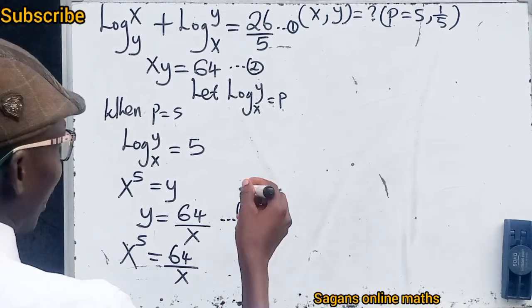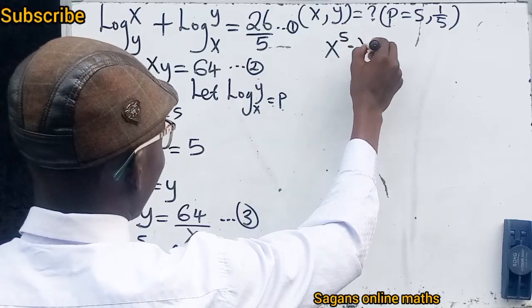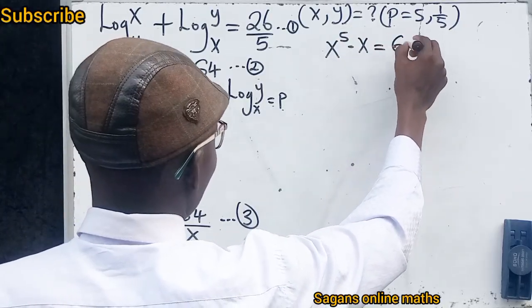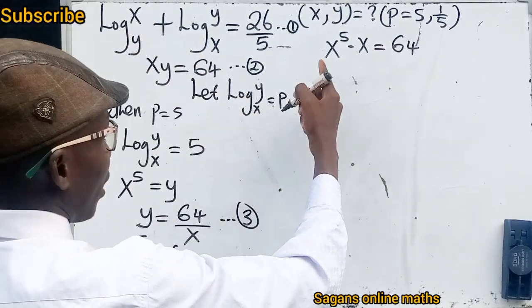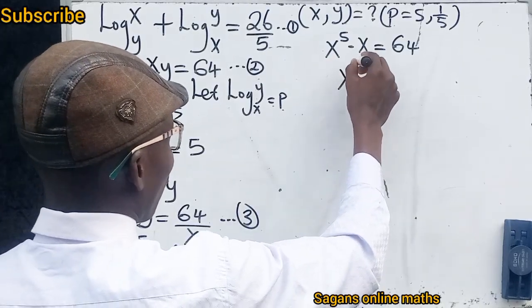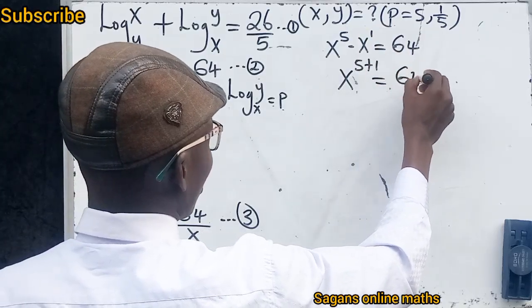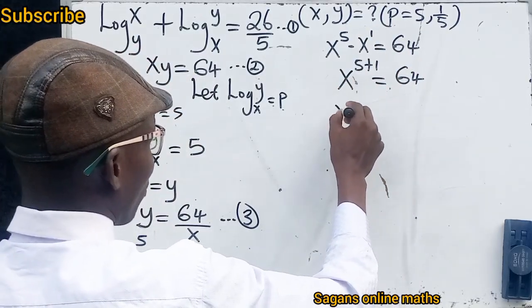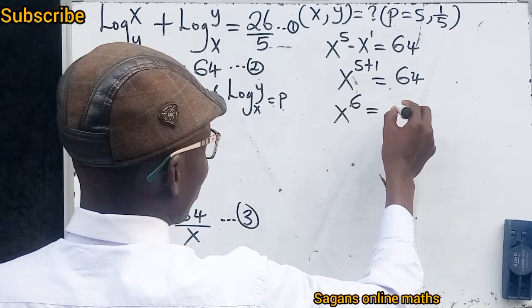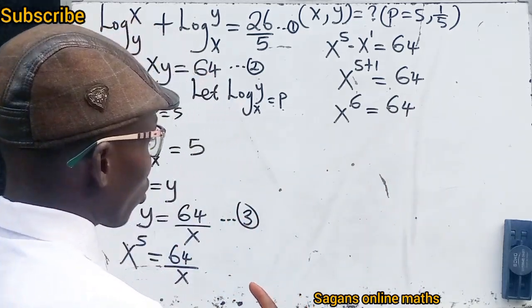Now from here, if we cross multiply, we are going to have x to the power of 5 multiplied by x equals 64. Since the bases are the same, we can add the indices. So this will become x to the power of 5 plus 1, because the index here is 1, equals 64. We are going to have x to the power of 6 equals 64.